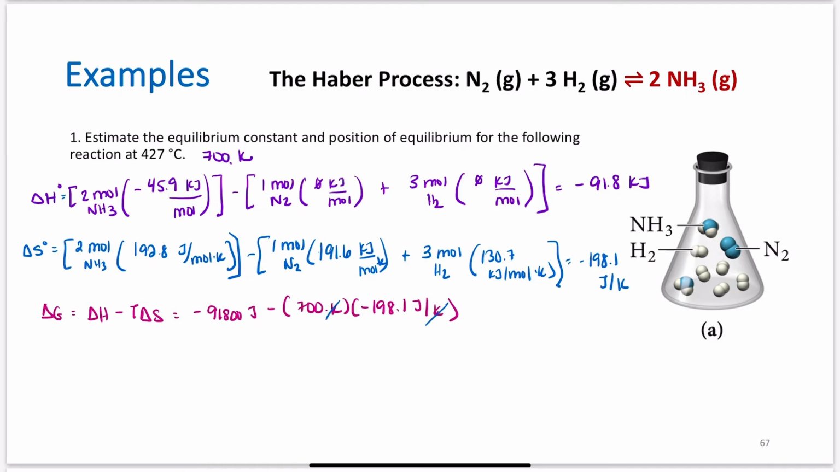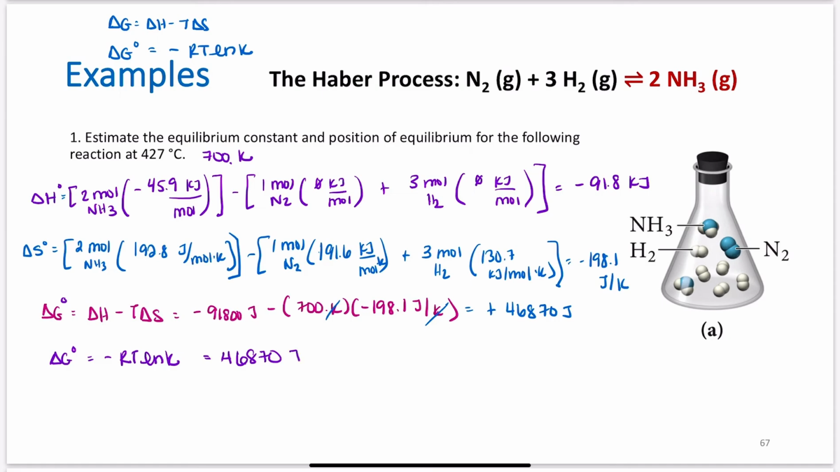Delta G here, I calculate out to be a positive 46870 joules. Now I have delta G. So I've used delta G equals delta H minus T delta S, but I really want the equilibrium constant. I know that I also have delta G naught is equal to negative RT ln of K. So delta G naught, negative RT ln of K. We just calculated delta G naught because it was from the standard conditions. Equals 46870 joules.